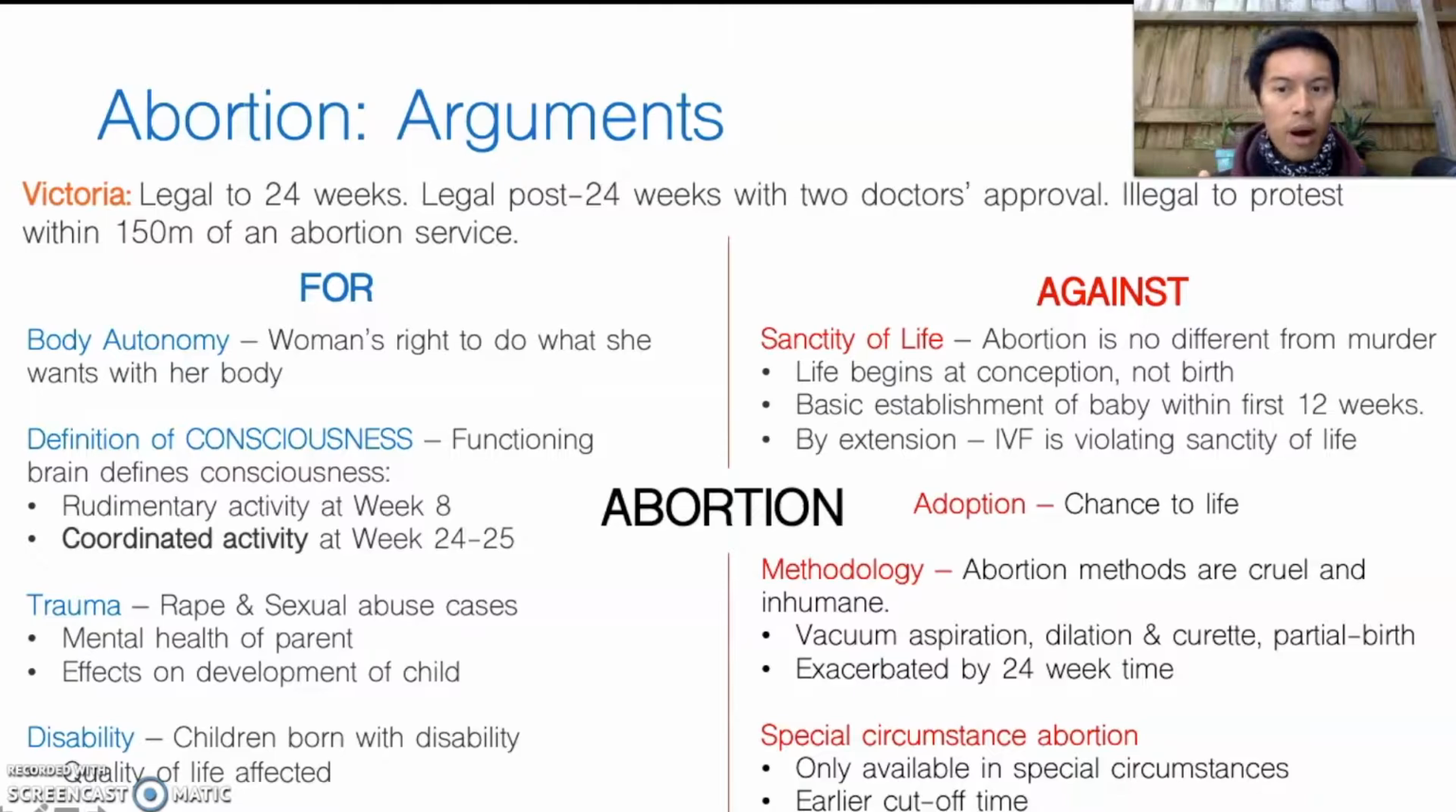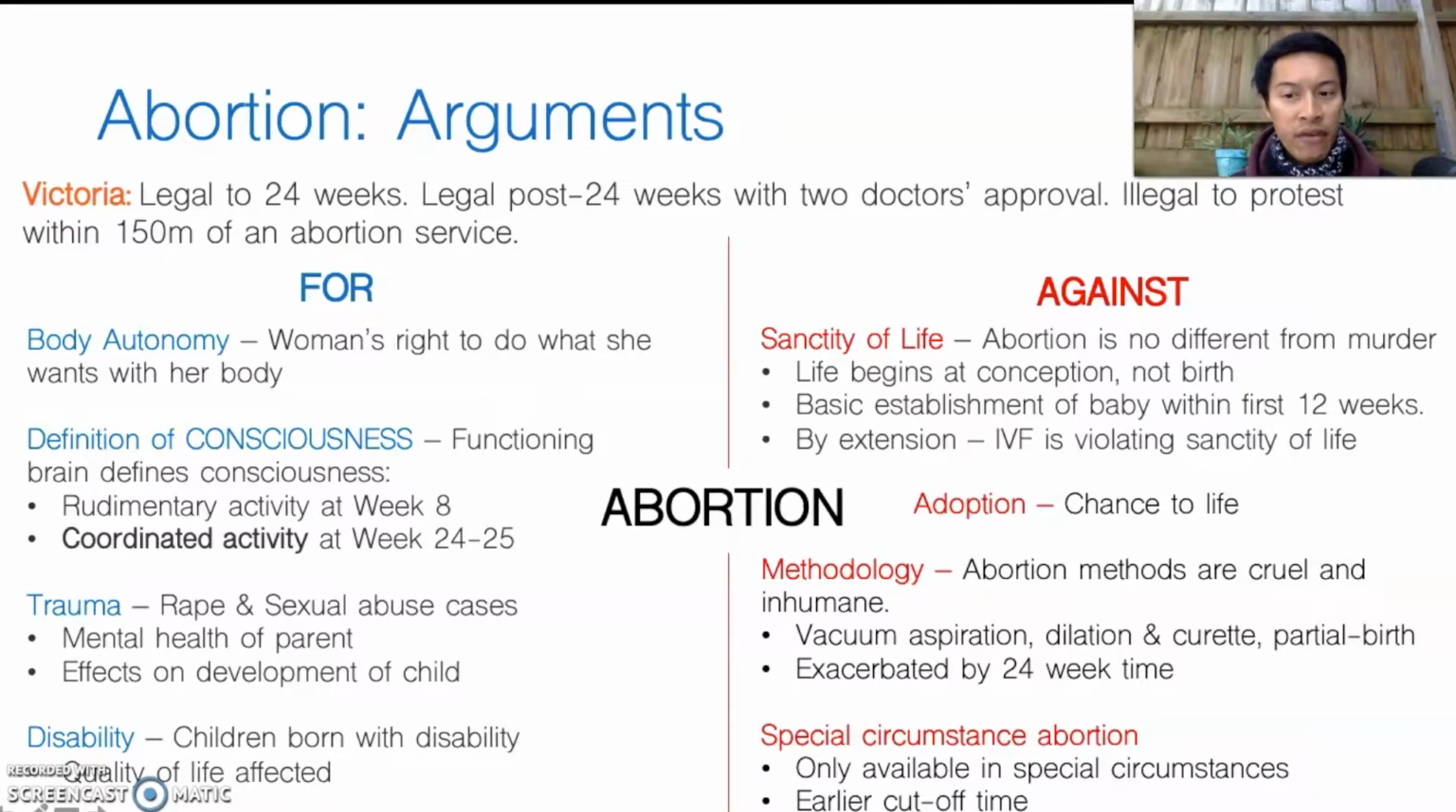Arguments for abortion: probably the biggest proponent is body autonomy. What that means is that a woman's body is hers, and therefore it is her right to do whatever she wants with her body. In the same way that no one can force you to donate blood or give up your organs unless you make the decision and commitment to. Body autonomy is something that we maintain for all individuals, and that's a legal thing. Your body belongs to you, and it's your right to do what you want with it, for the most part, so long as you don't harm other people. So body autonomy is a big proponent.